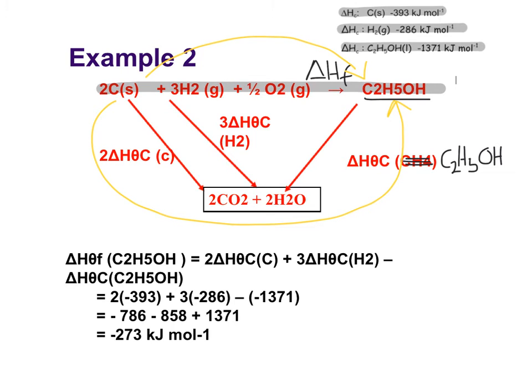So the delta HF of ethanol will be equal to 2 times our delta HC of carbon. We're going with the arrow again, so plus 3 times the delta HC of hydrogen, minus then, because we're going against the last arrow, the delta HC of ethanol. Then when we pop in our numbers and we solve, we see that the answer comes out at minus 273. So it's important always to remember that if we're given delta HC values, our arrows point down to form these combustion products.